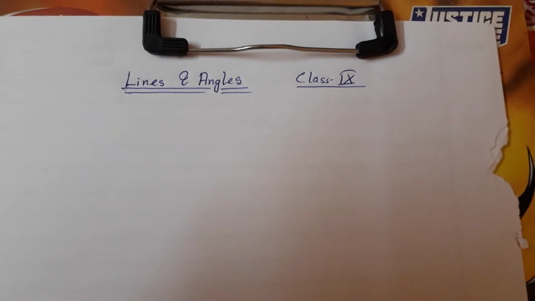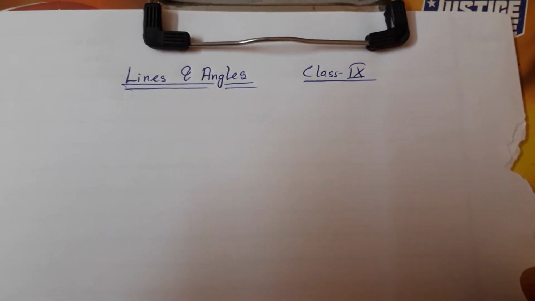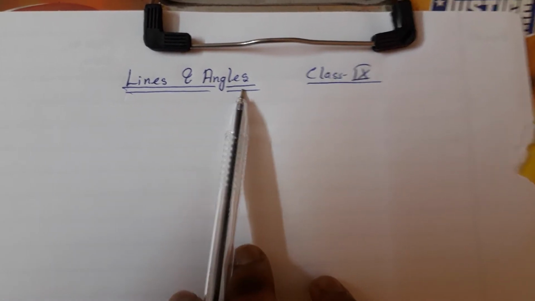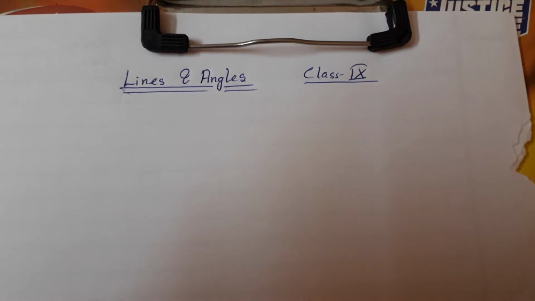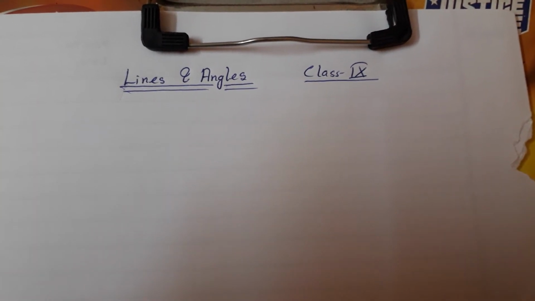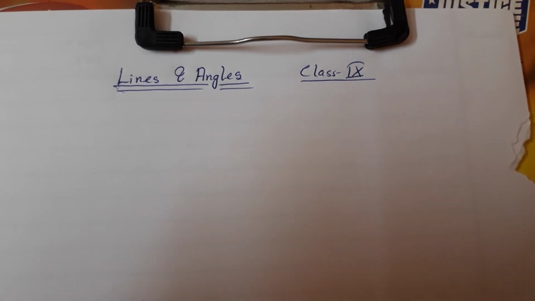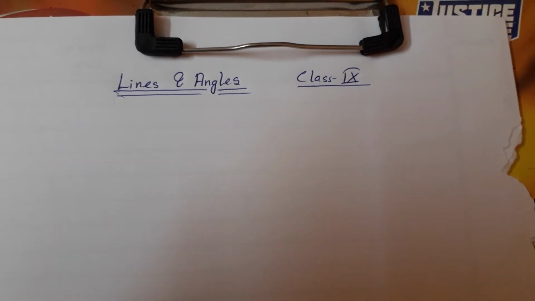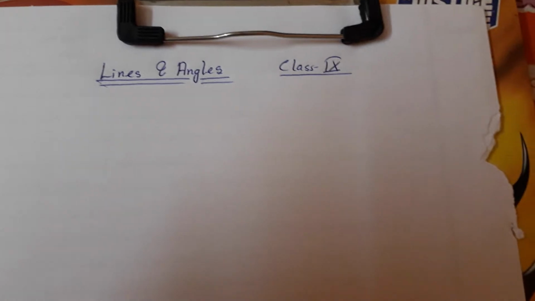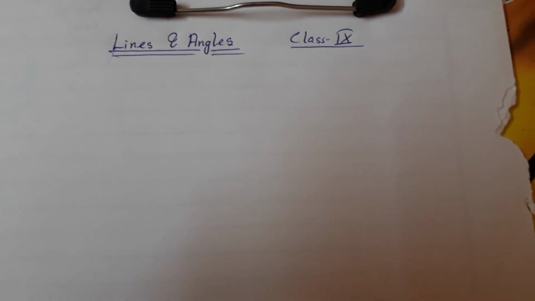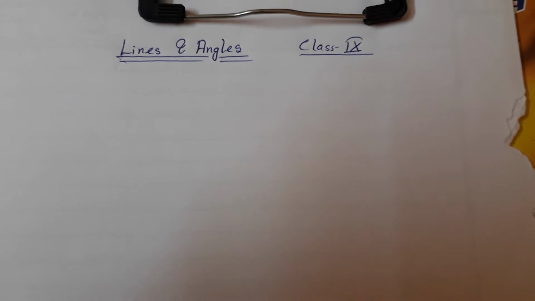Students, today we are going to start a new chapter. The name of the chapter is Lines and Angles. You already have some previous knowledge about this chapter that you studied in class 8, but in the class 9 syllabus you have to know some new terms. And for knowing those terms, you have to know your previous knowledge in a better way.